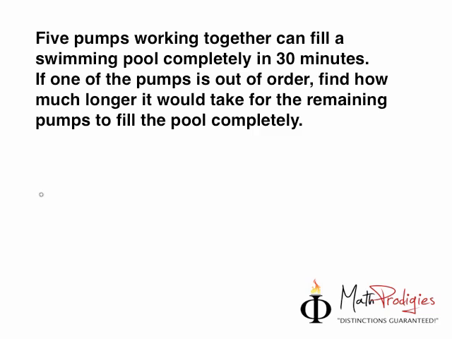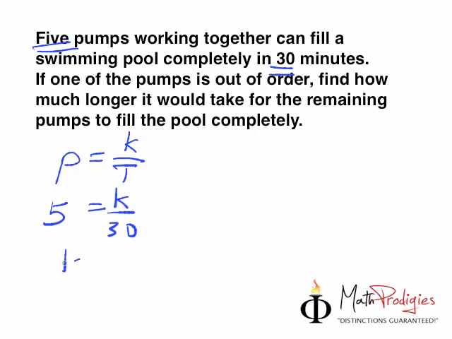Let's just say P equals K over T, when T equals 30 here, right? And P equals 5. So you just plug it in. 5 equals K over 30. And you will see that K equals 5 times 30, which is 150. So the K is actually equal to 150.